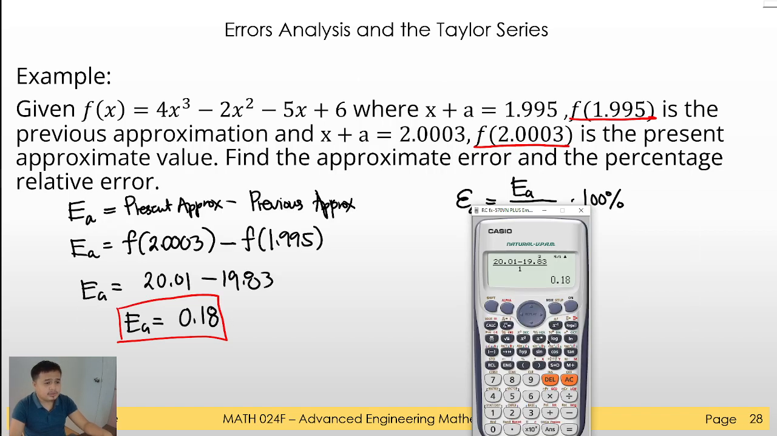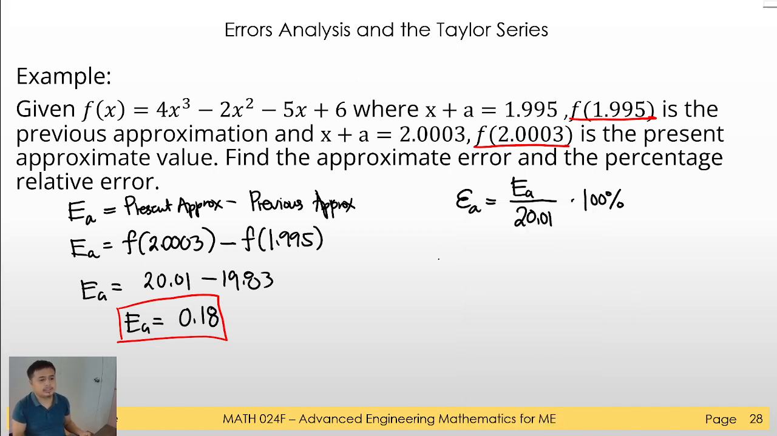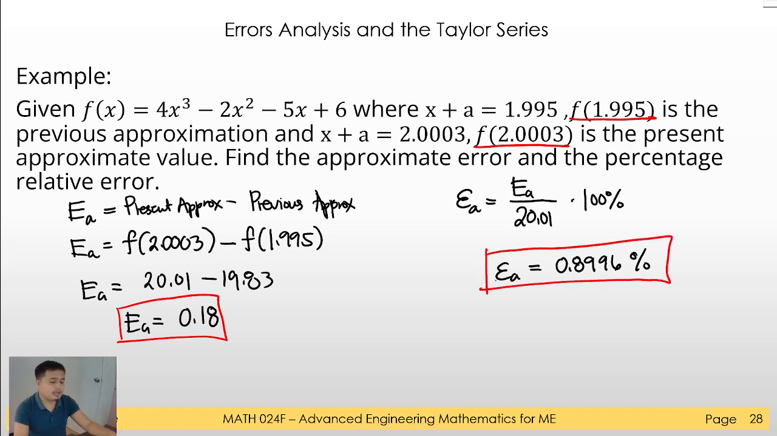So this will be equal to the answer over 20.01 multiplied by 100. So the answer should be 0.8996. So epsilon sub a is 0.8996%. So this is your approximate relative error.